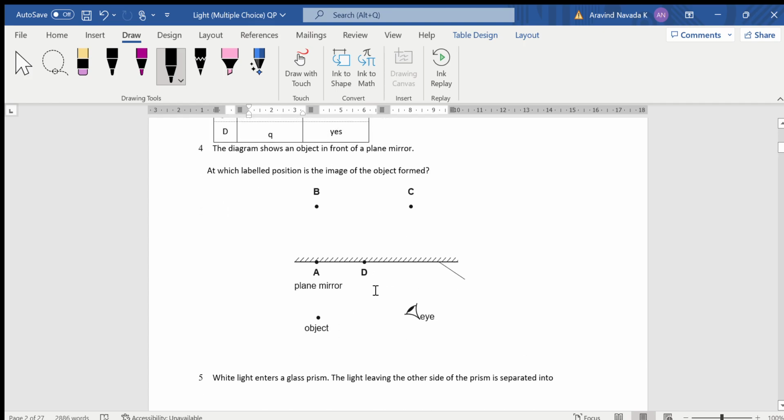Okay, question number 4. The diagram shows an object in front of a plane mirror. At which label position is the image of the object formed? Okay, now the image, right? Let's draw 2 lines from the object, like that, like that, and like that, right? And we draw it back. I can't do it perfectly well on the system, so that's how you do it. It's B.